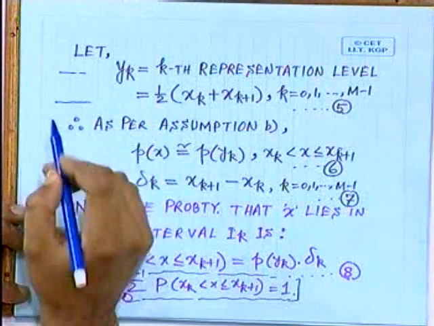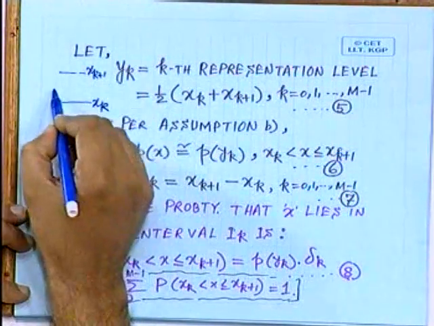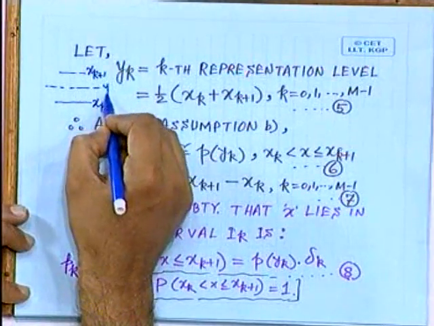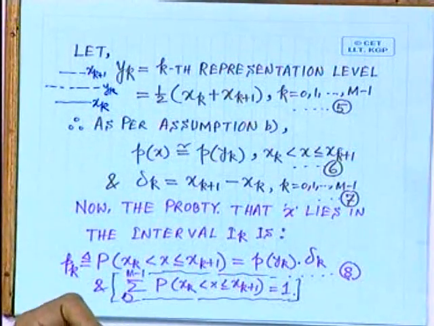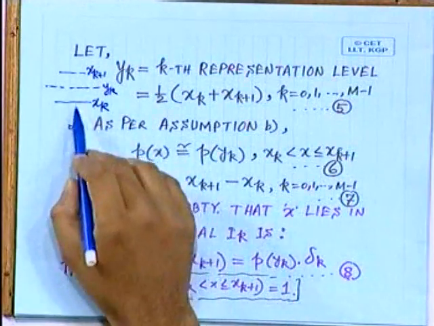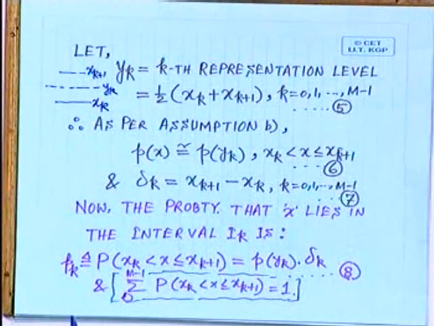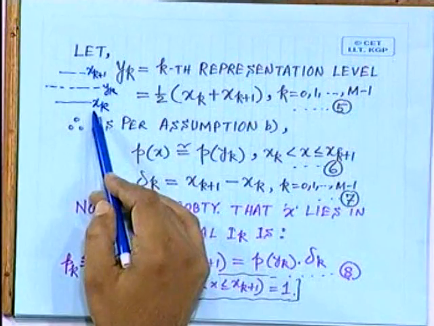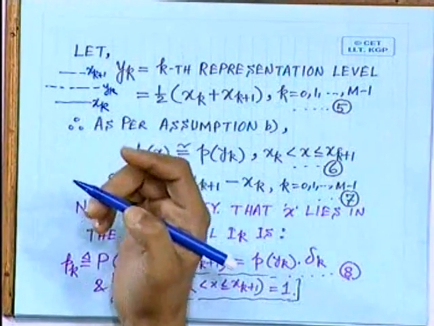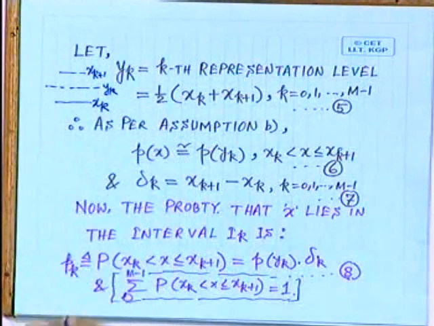If an interval is defined by xk and xk plus 1, I am defining the mid value as yk. I am calling yk the kth representation level. It is midway between xk and xk plus 1, so it is half of xk plus xk plus 1. When a sample value at the input to the quantizer falls in this interval, it will be mapped to yk.